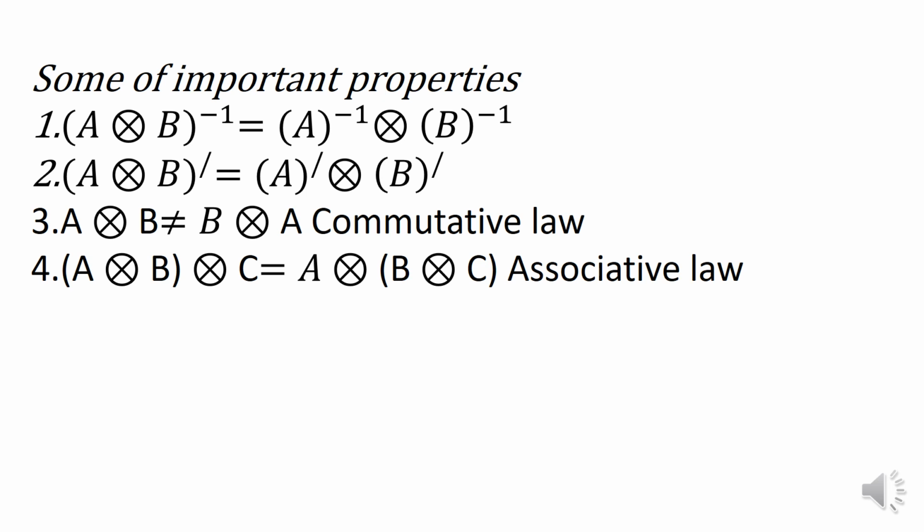Similarly, the commutative law is not applicable in the case of this Kronecker product. You can see here, A Kronecker product B will not be equal to B Kronecker product A. Similarly, the associative law: A Kronecker product B Kronecker product C will be equal to A Kronecker product, with a circle, and then B Kronecker product C. So the associative law is applicable here, but the commutative law is not applicable. This is a very important property.